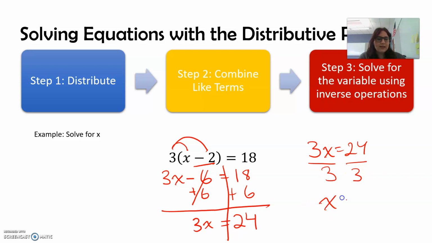And then x equals 6. No, x equals 8. Sorry. X equals 8. Miss Yule makes mistakes too.